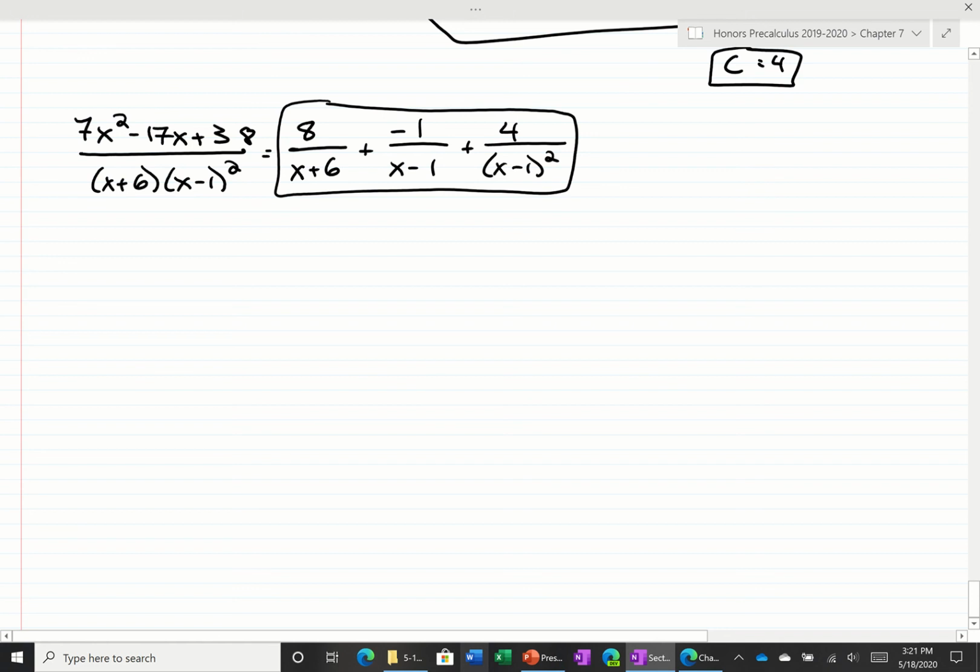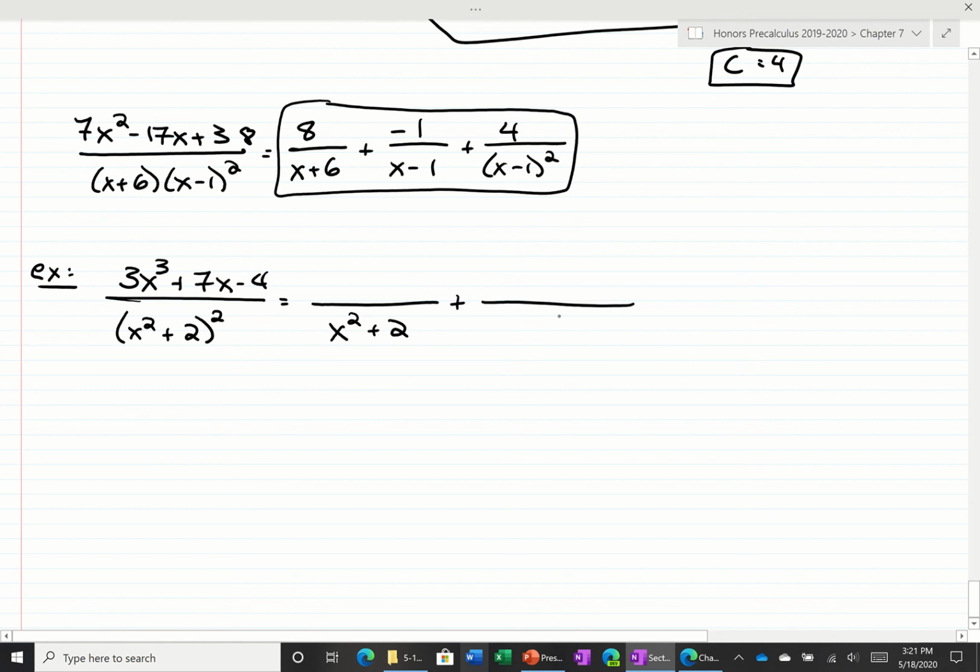All right, so one last problem. What if it was like this? 3x to the third plus 7x minus 4 over x squared plus 2 to the second power. So we have an x squared plus 2 that's a repeated factor. And remember, the numerator always has to be 1 degree lower. So if it's x squared on the bottom, it has to be x to the first. And the way we get the second one is we always base it off of the factor, right? So we're going to have cx plus d.